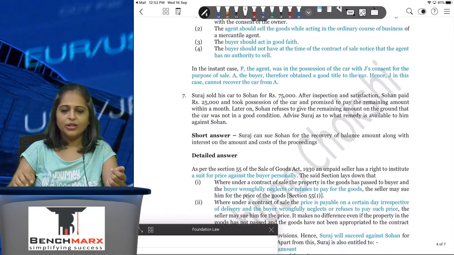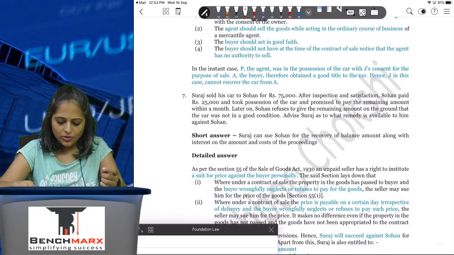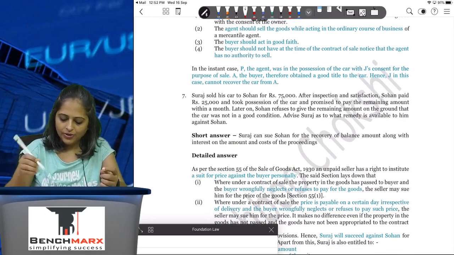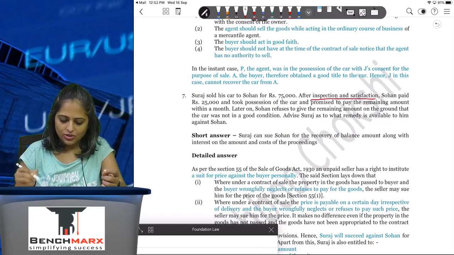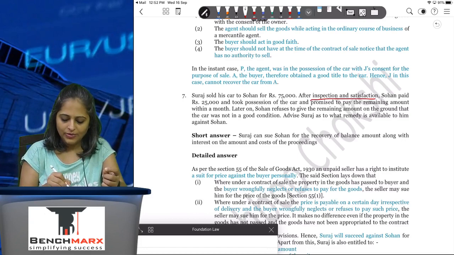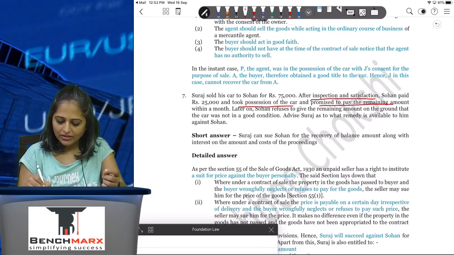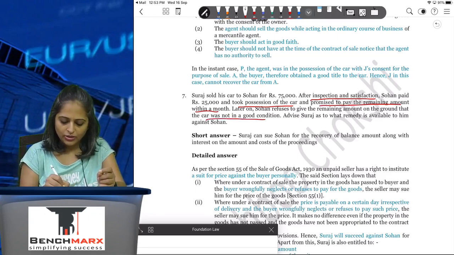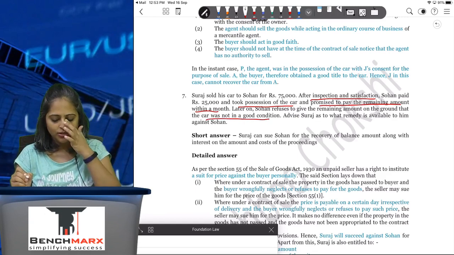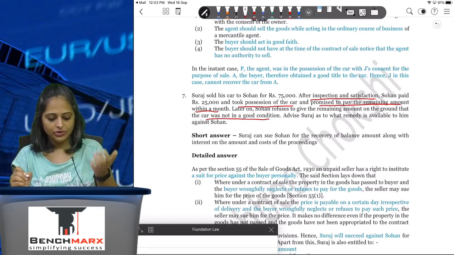Then coming to question 7. Suraj sold his car to Sohan for rupees 75,000. After inspection and satisfaction, Sohan paid rupees 25,000 and took possession of the car and promised to pay the remaining amount within a month. Later on, Sohan refuses to give the remaining amount on the ground that the car was not in good condition. Advise Suraj as to what remedy is available to him against Sohan.